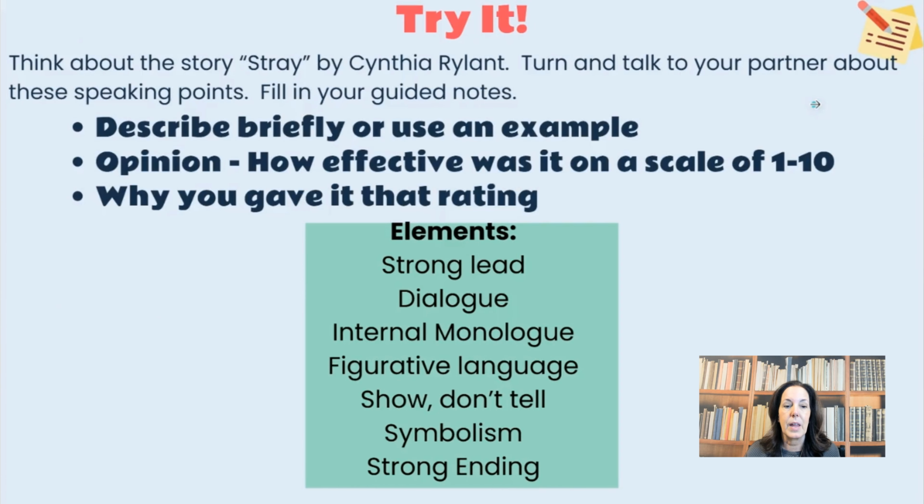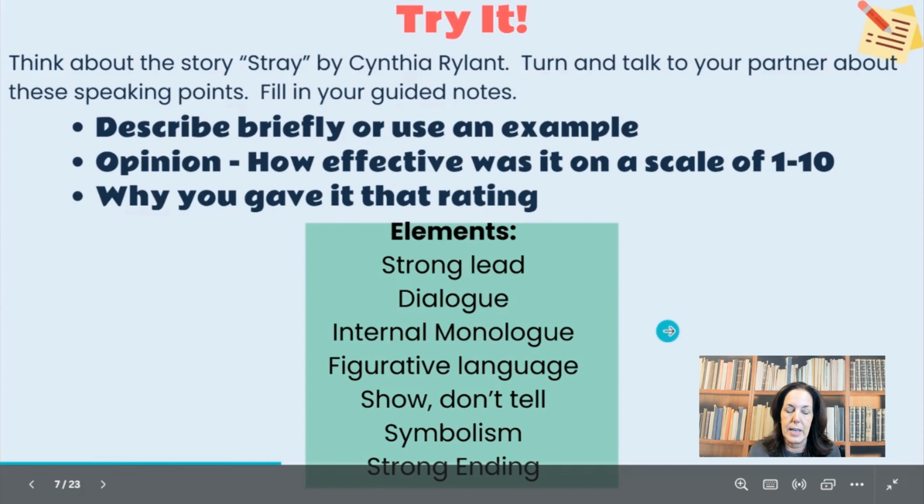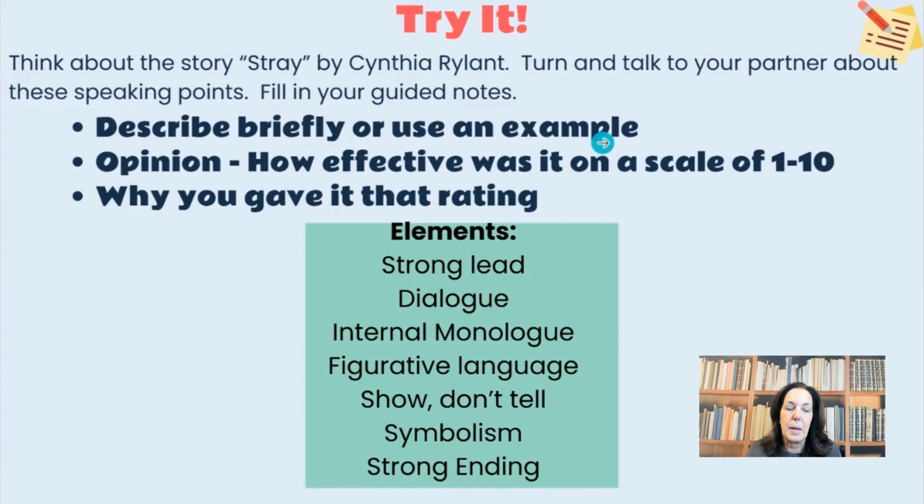But first, I want you to think about the story Stray by Cynthia Rylant. You're going to turn and talk to your partner about these speaking points, and you'll fill in your guided notes. So these are the elements that we just talked about: strong lead, dialogue, internal monologue, figurative language, show, don't tell, symbolism, and a strong ending. You're going to describe briefly or use an example. So you'll do that for the story Stray.